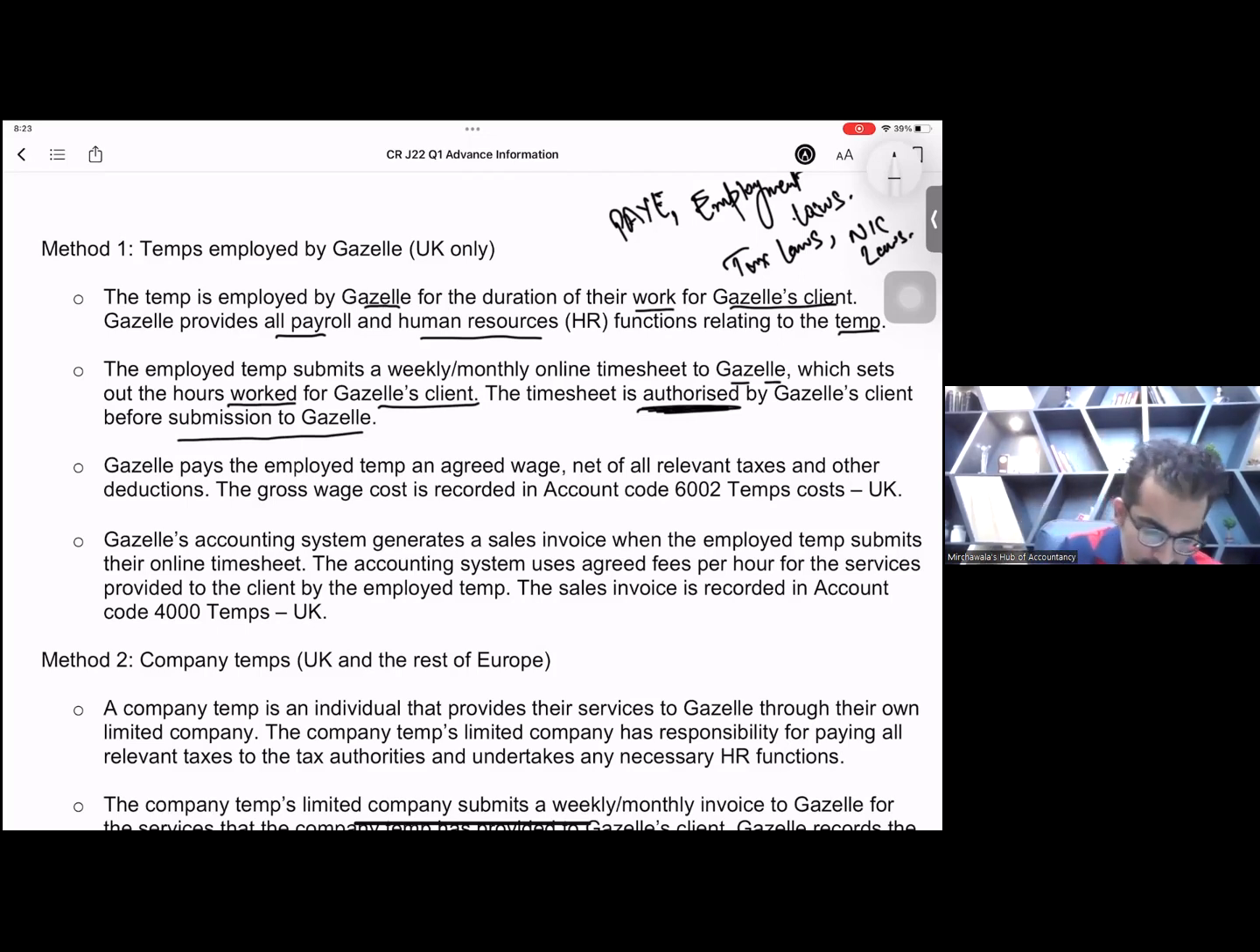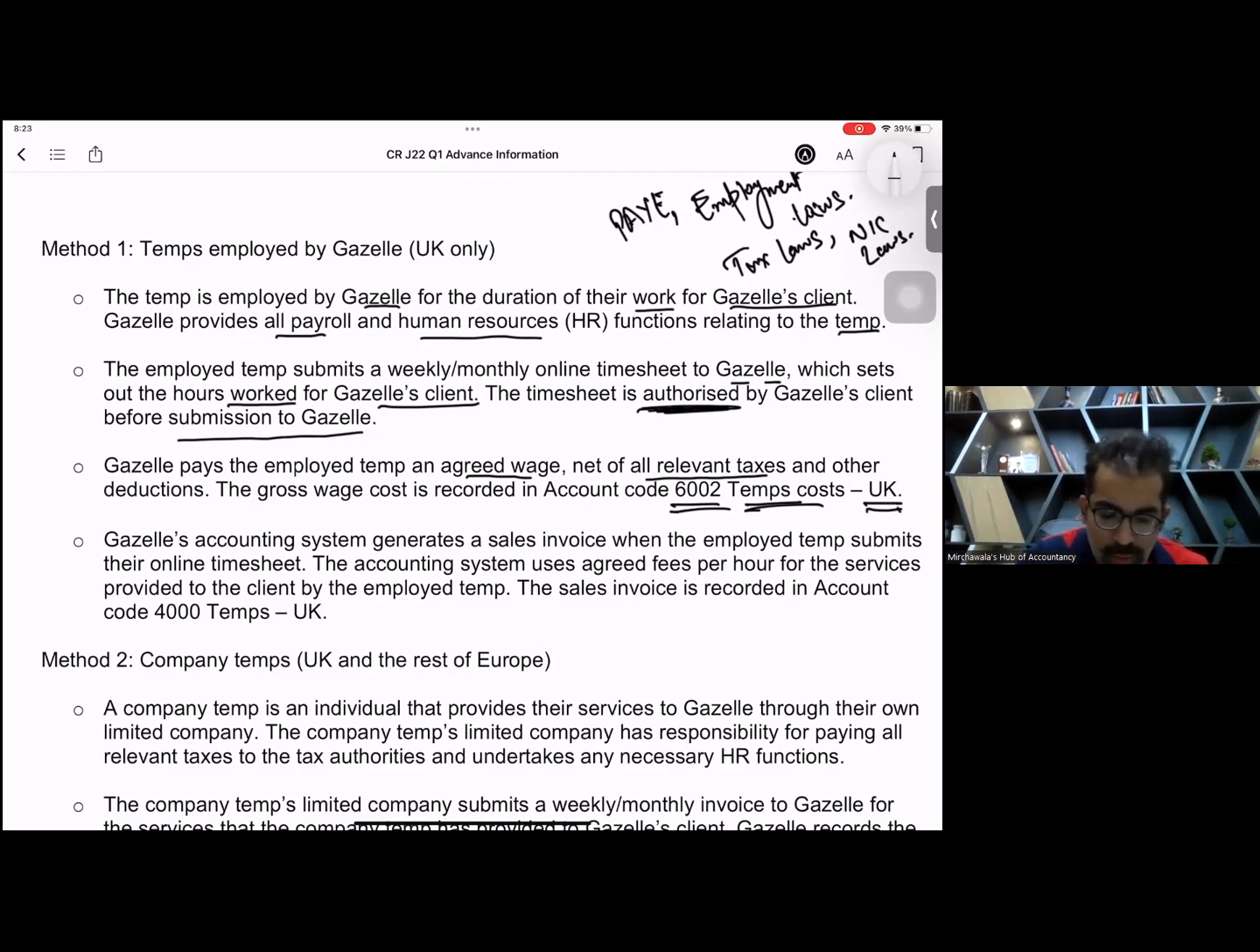See, Gazelle pays the employed temp an agreed wage, net of all relevant taxes. The taxes are the responsibility of Gazelle, right? So this is the risk. The gross wage cost is recorded in account 6002, temp cost UK. Now, there is one thing written: only the timesheet, which sets out hours worked, is authorized by Gazelle's client.